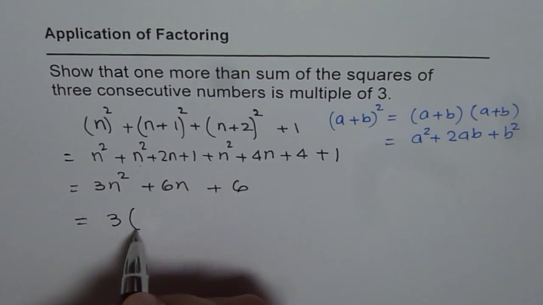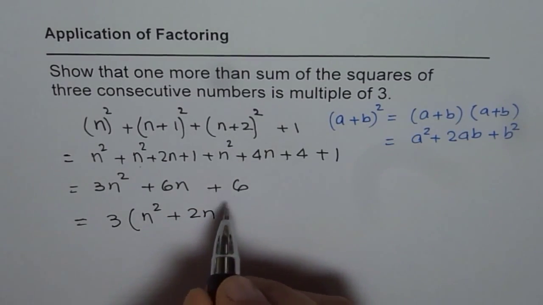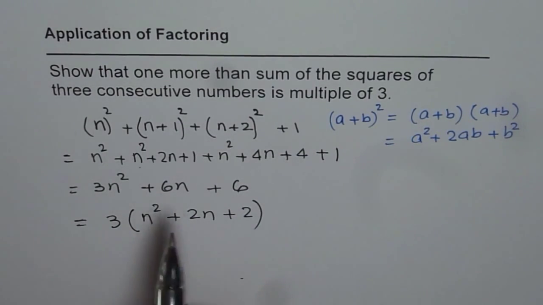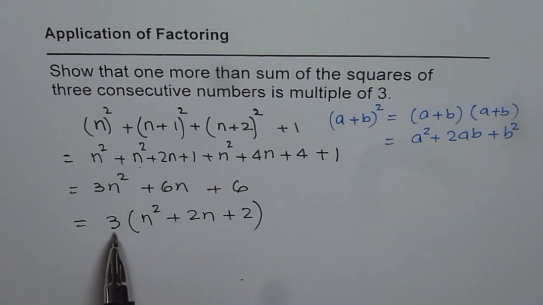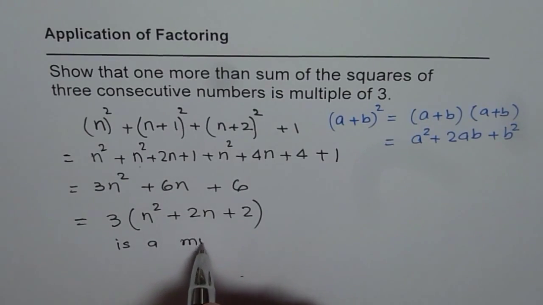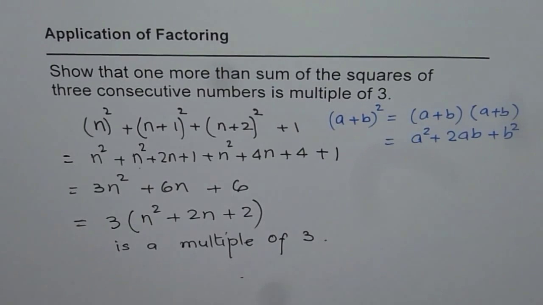So we can say 3 times n square plus 2n plus 2, right? So dividing them by 3, we get this. So clearly we see that this expression is a multiple of 3, right? So that is how we can show that the expression is a multiple of 3, correct? So that is how we can do this question. I hope the process is absolutely clear.